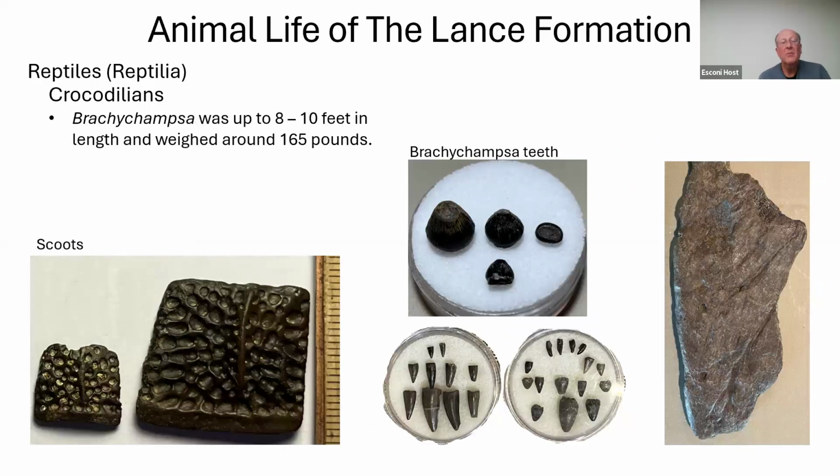For some examples, Brachychampsa has a little bit different eating habits than your regular crocodiles. If you notice the picture in the center, the teeth are rounded. They were crushing teeth for the most part in the back of the jaw. They also had scutes like today's modern crocodiles, and these are examples of scutes. Those are the armored plate type bones that run along the edge and backs of the crocodile. You can see there are certain examples of the teeth.